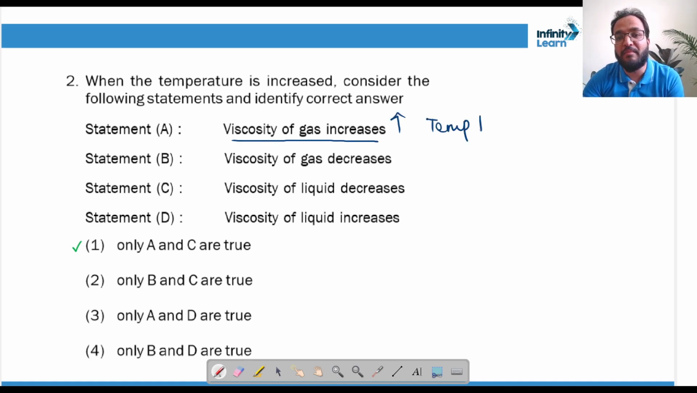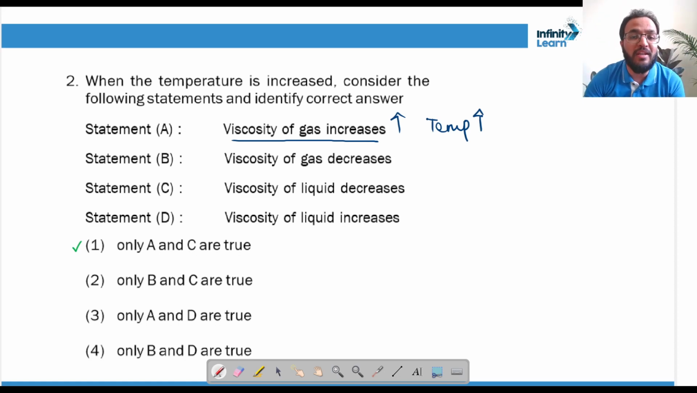Now, definitely remember that viscosity of the gases increases with temperature. So when you increase the temperature, viscosity of the gases increases. Why? Because viscosity of the gas is related to the random motion of the molecules. So as you increase the temperature, more randomization happens and the molecules of the gases start vibrating more vigorously, because of which the viscosity increases.